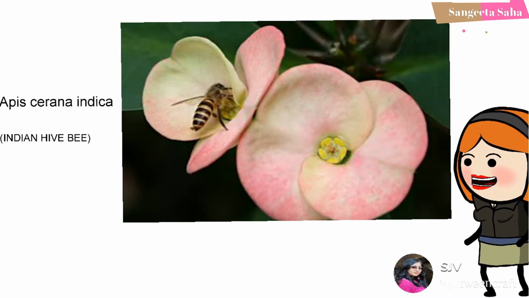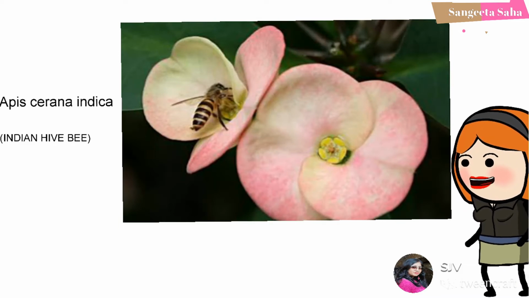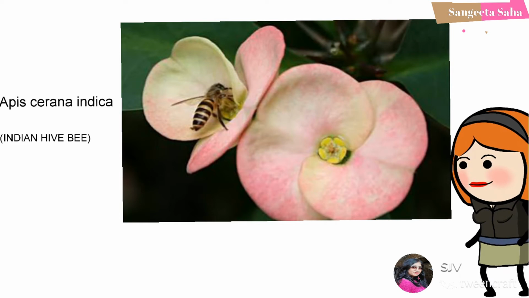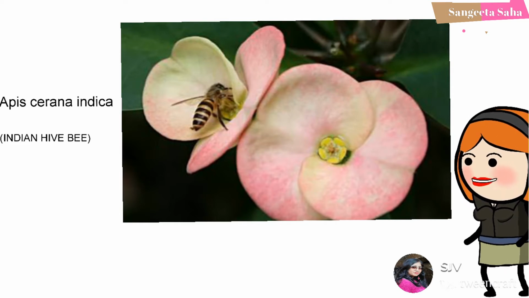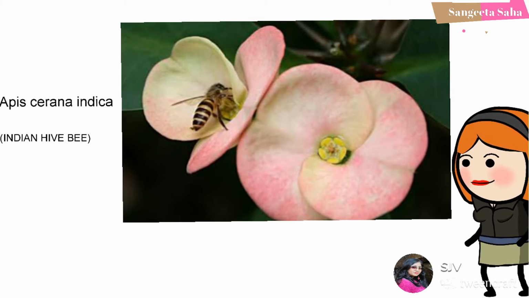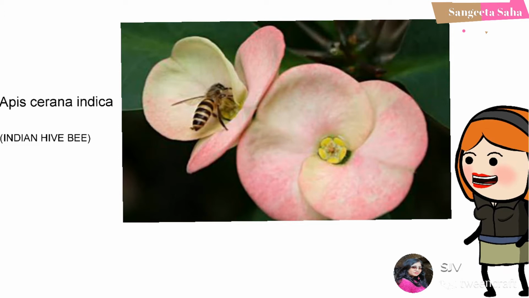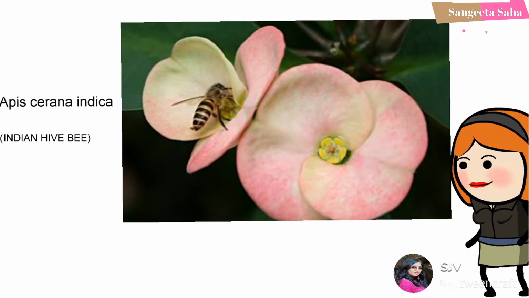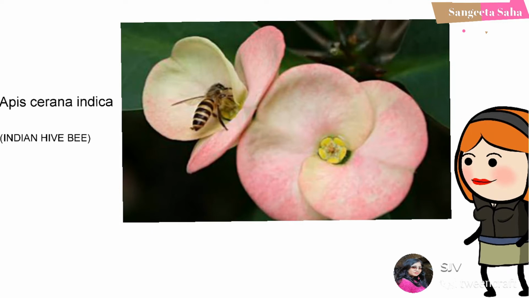Now this is Apis cerana indica, commonly known as Indian honeybee. It is a subspecies of Asiatic honeybee, and it is one of the predominant bees found and domesticated in India. They are generally non-aggressive by nature and make hives almost everywhere, including ventilators, dark rooms, and abandoned houses.